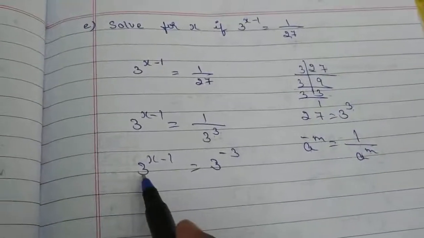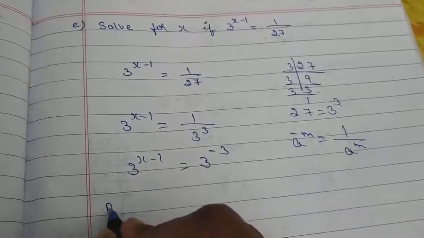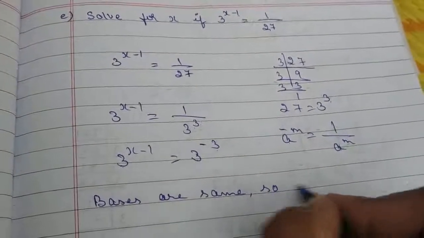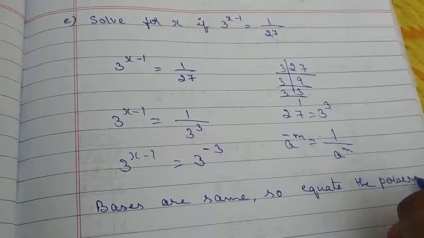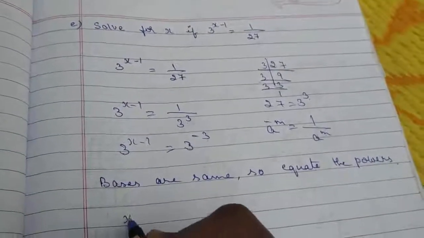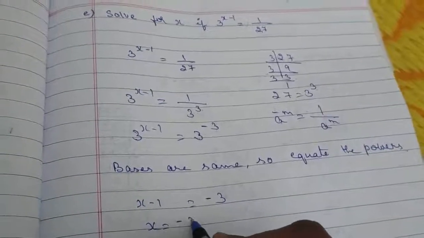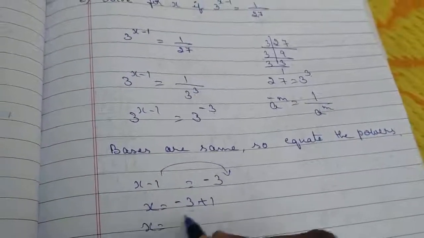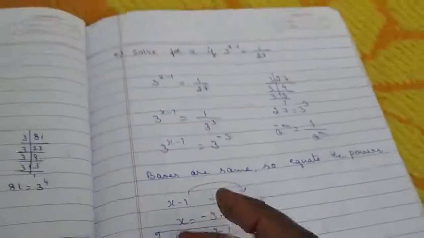Now, since bases are same, equate the powers. Write the sentence, bases are same, so equate the powers, which we have learnt in today's class, main number 7. So here the power of the left hand side is x minus 1 and the power of the right hand side is minus 3. So simplifying, x minus 1 equal to minus 3, this minus 1 goes to the other side, becomes plus 1. So x equal to minus 3 plus 1, which is nothing but minus 2. So the value of x is minus 2.